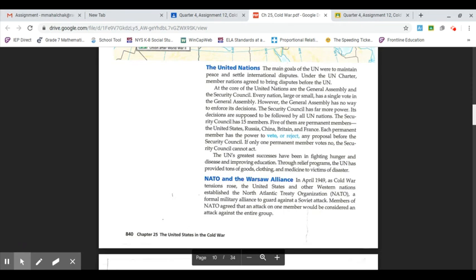The UN's greatest successes have been in fighting hunger and disease and improving education. Through relief programs, the UN has provided tons of goods, clothing, and medicine to victims of disaster.